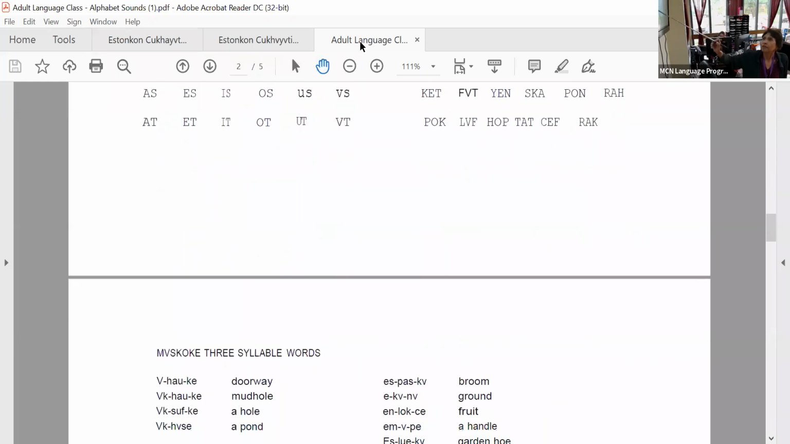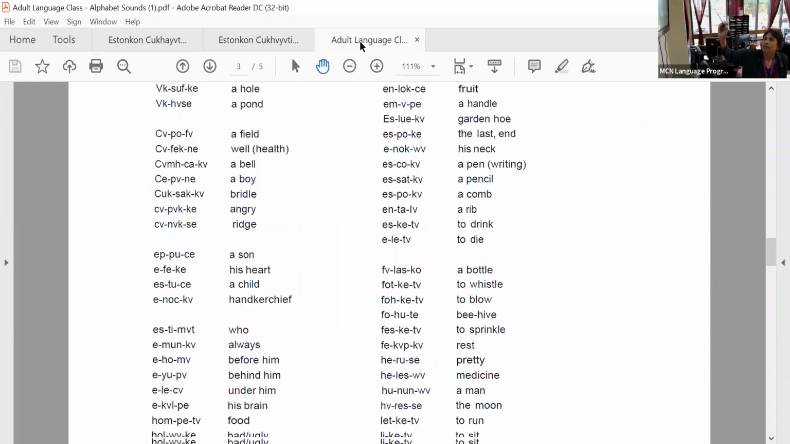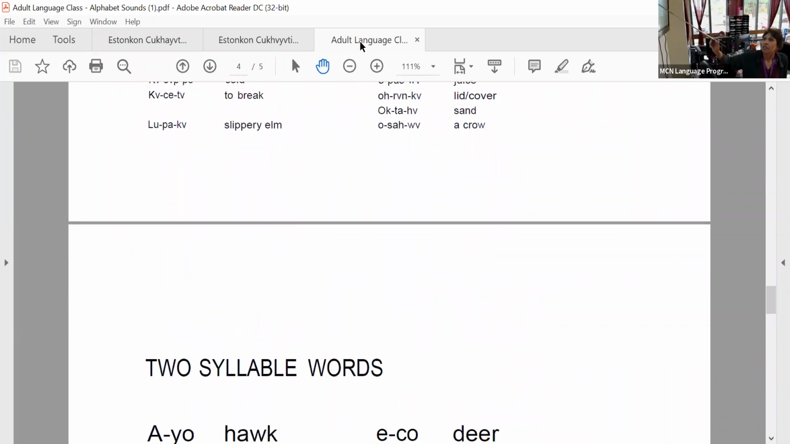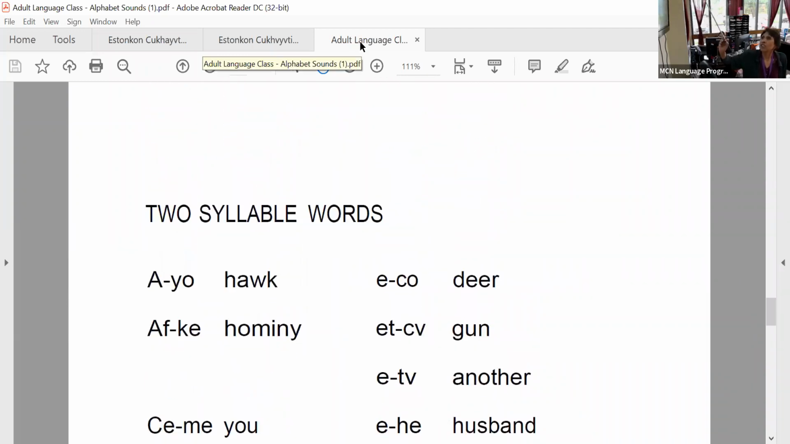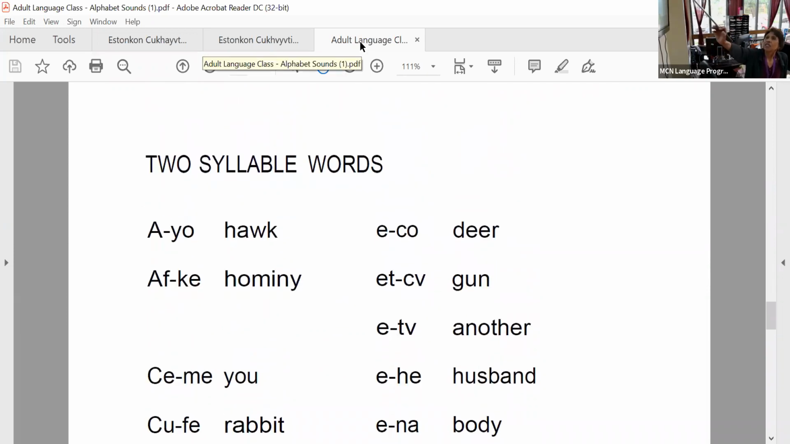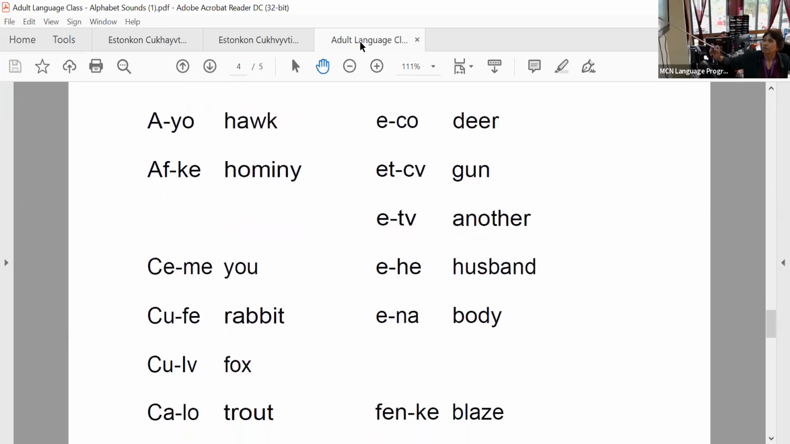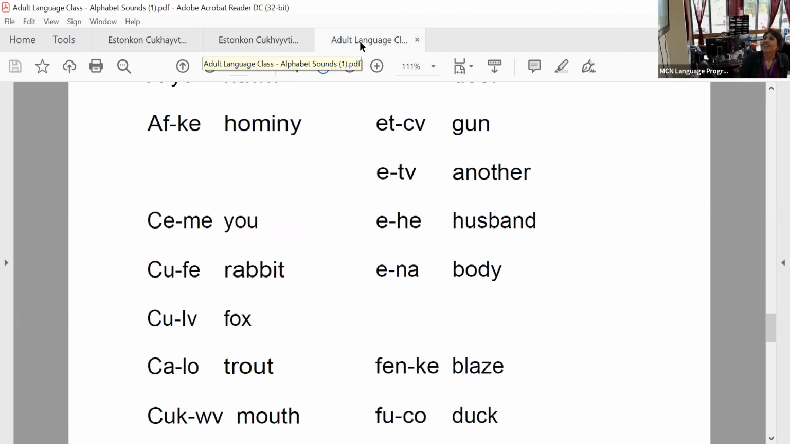Okay, look here. Two syllable words, the ones that we just went over. Look how many words it's made. This is one sound and you put the two letter sound to it. You got ayo, afki, hominy, jimmy, chuffy, rabbit. Okay, let's go back to sounds.